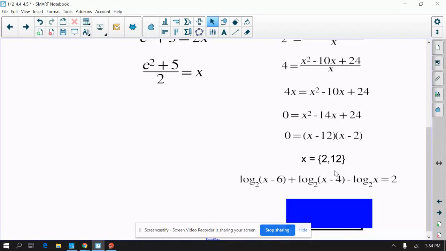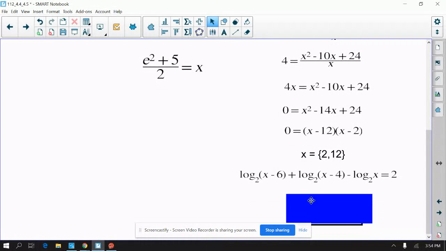What's the problem? 2 is a problem. Because if x is 2, then this becomes log base 2 of negative 4. This becomes log base 2 of negative 2. And those are major problems. Logarithms cannot receive a negative. Logarithms can only receive a positive number. Log base 2 of some positive. And if x is 2, then I would be taking log base 2 of a negative. So 2 is what they call an extraneous solution. 12 is the only solution.